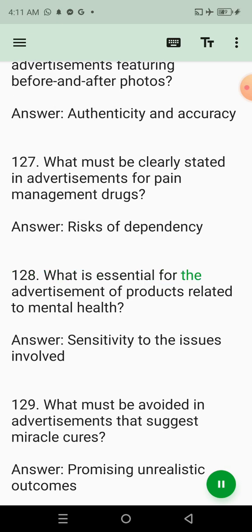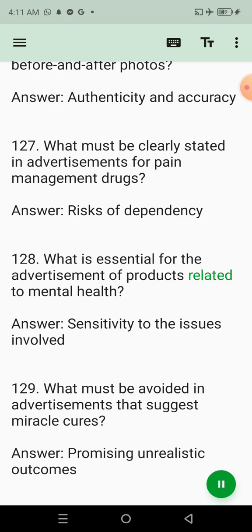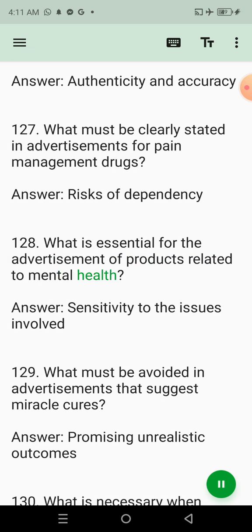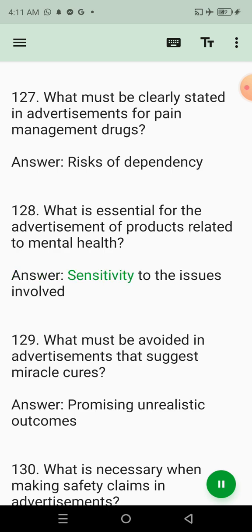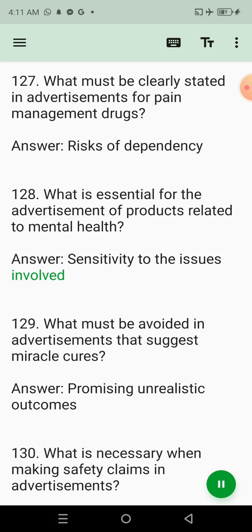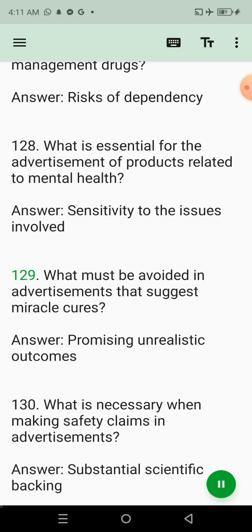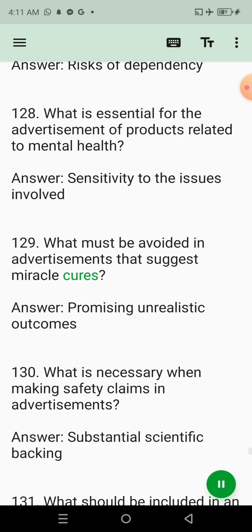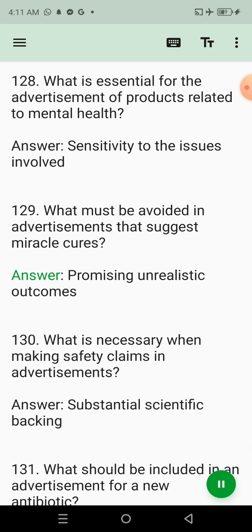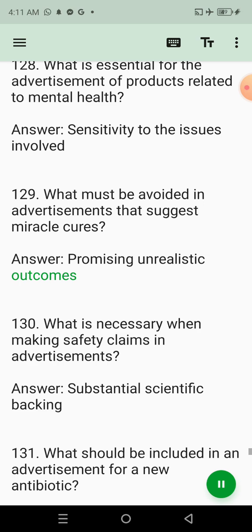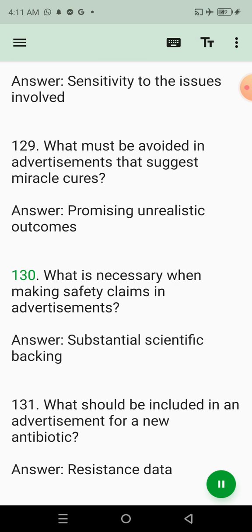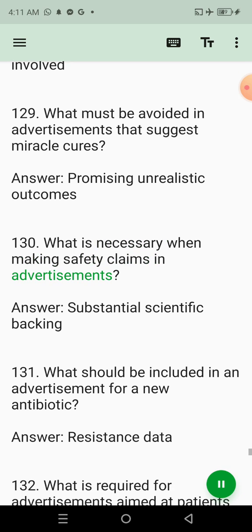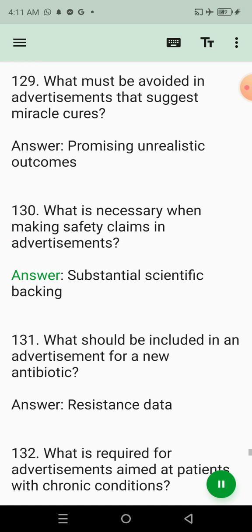128. What is essential for the advertisement of products related to mental health? Answer: sensitivity to the issues involved. 129. What must be avoided in advertisements that suggest miracle cures? Answer: promising unrealistic outcomes. 130. What is necessary when making safety claims in advertisements? Answer: substantial scientific backing.